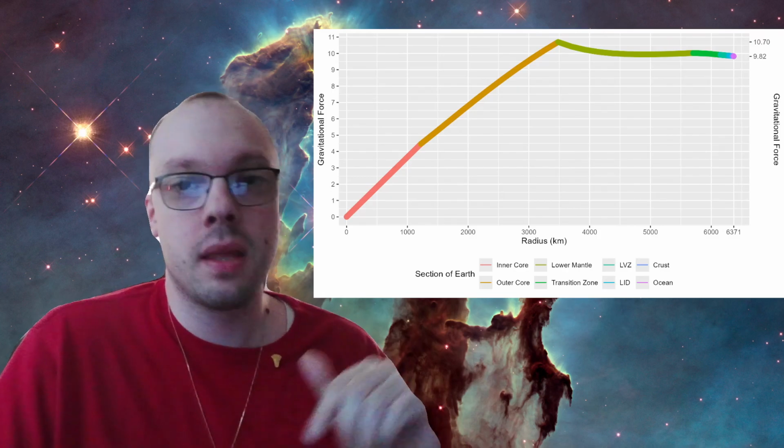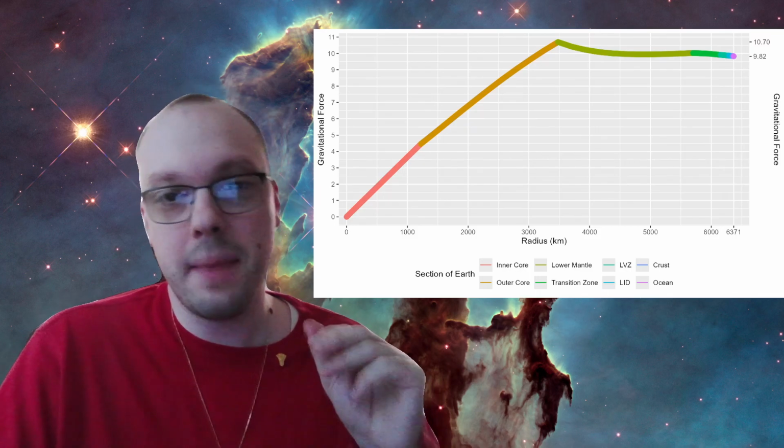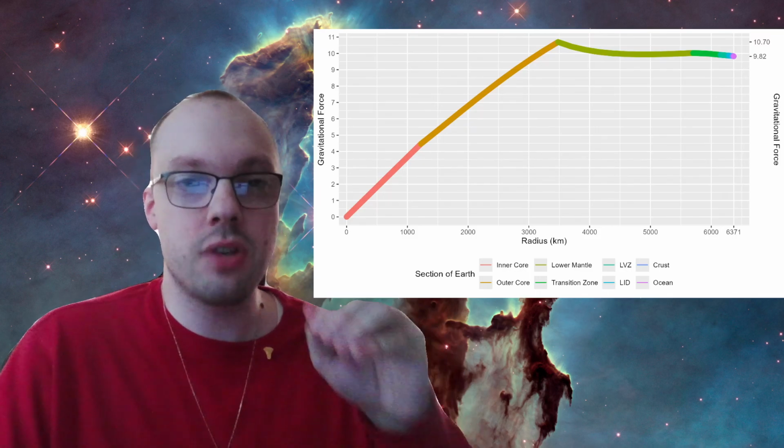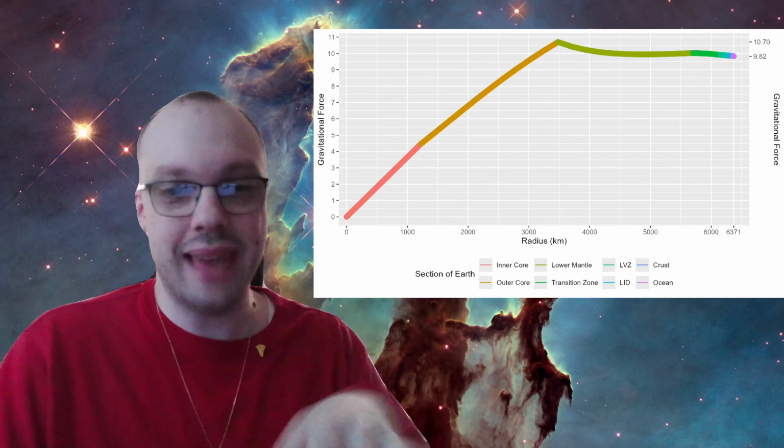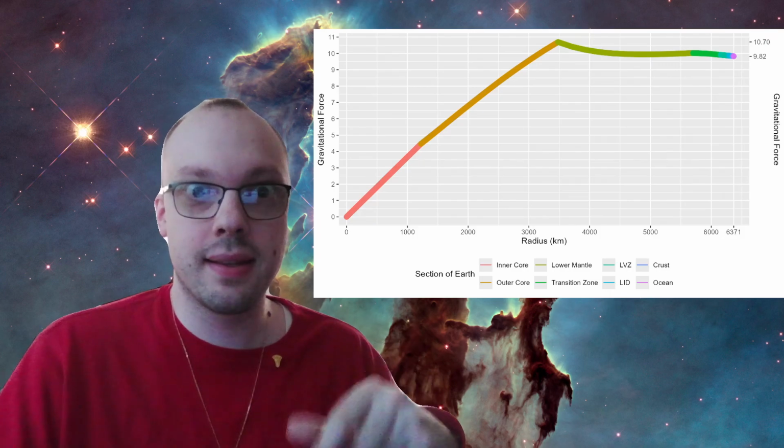That peak is, hopefully it's clear enough in this graph, that peak is at the edge of the Earth's core. Specifically, the outer core is the section labeled here. That's kind of wild, isn't it?